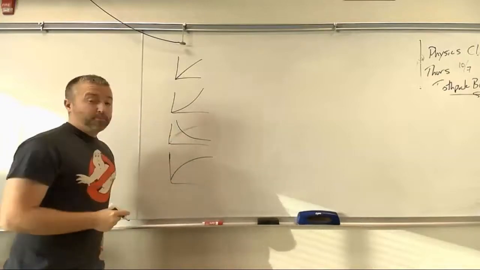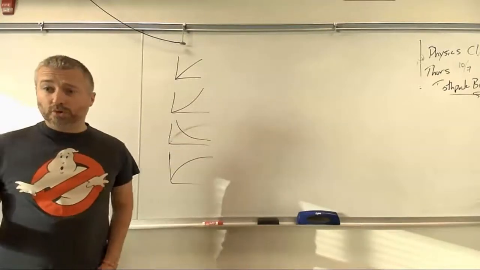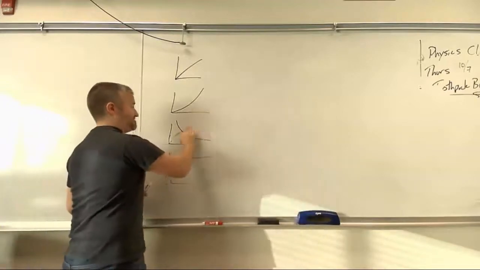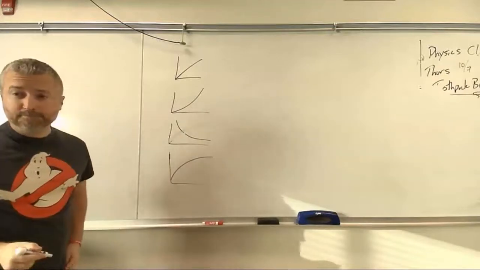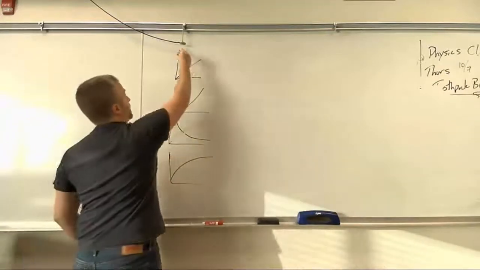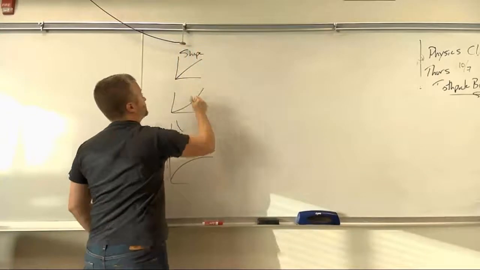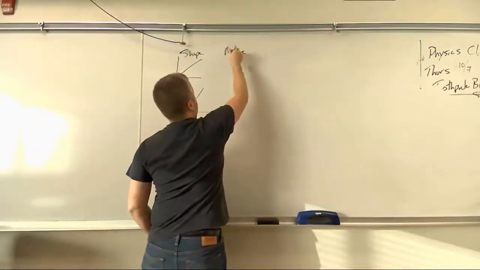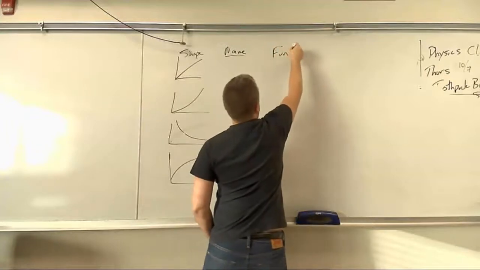Okay. Basically, what I want you to get down in your notes right now, if you haven't already, I want you to write these down again. Let's put three columns up here. So we have the shape that you're going to see, its name, and its function.